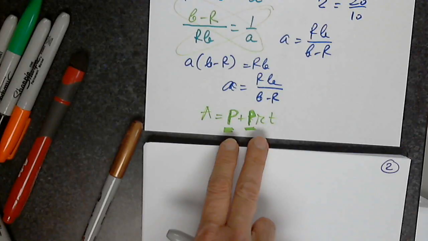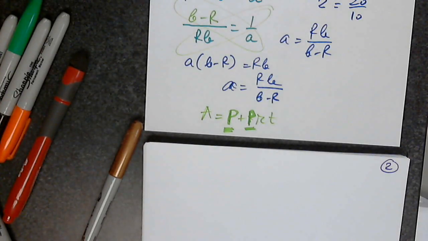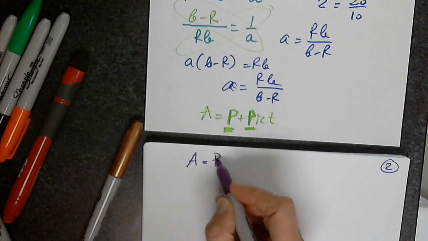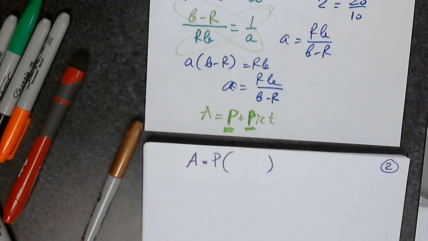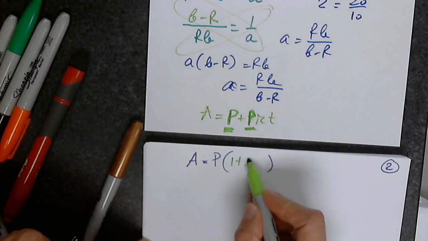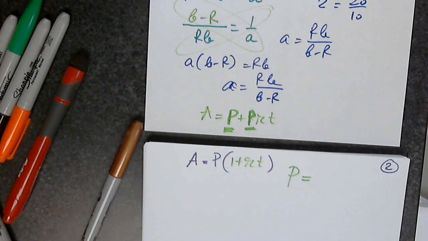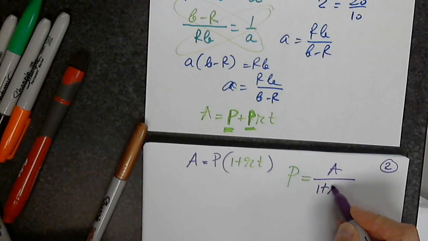Since I cannot combine them, since I cannot simplify, there must be factoring involved. Okay. So what could I factor? Exactly. That's my only hope, my only chance, because I can combine P with PRT. Since I have two terms, I have to have two terms in parentheses. So P times 1 plus R. Exactly. And I'm done. And how much is P? A. Exactly. Over 1 plus R.